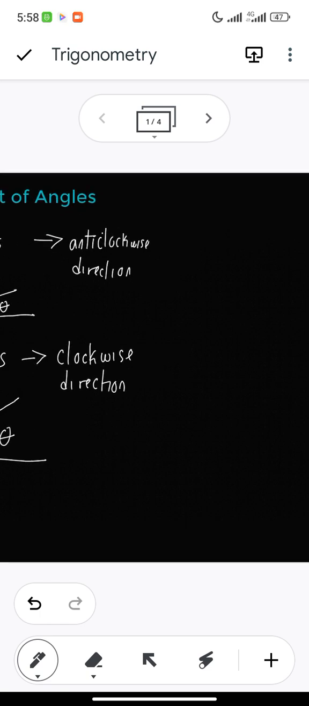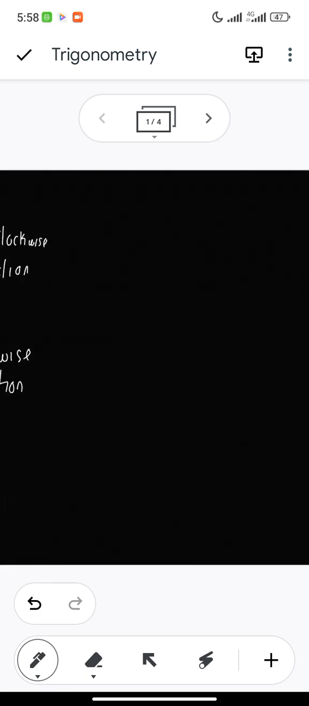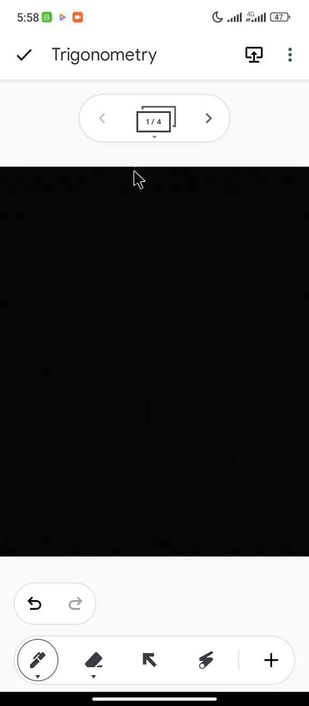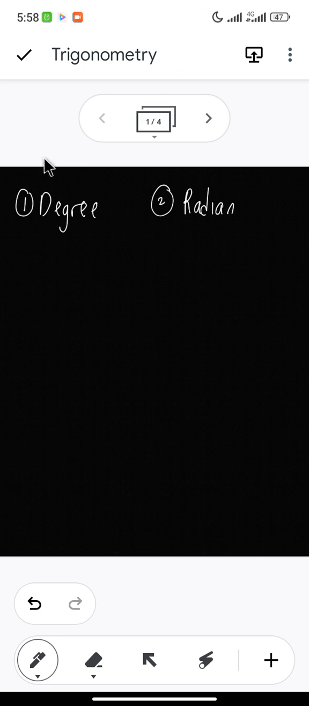So for the course of this video, there are basically just two things we're going to discuss that help us quantify angles. The first thing is degree, and the second is radian. So we'll start from degree. Now, a degree is not a unit per se, but we use it to quantify angles. So let's talk about degree.